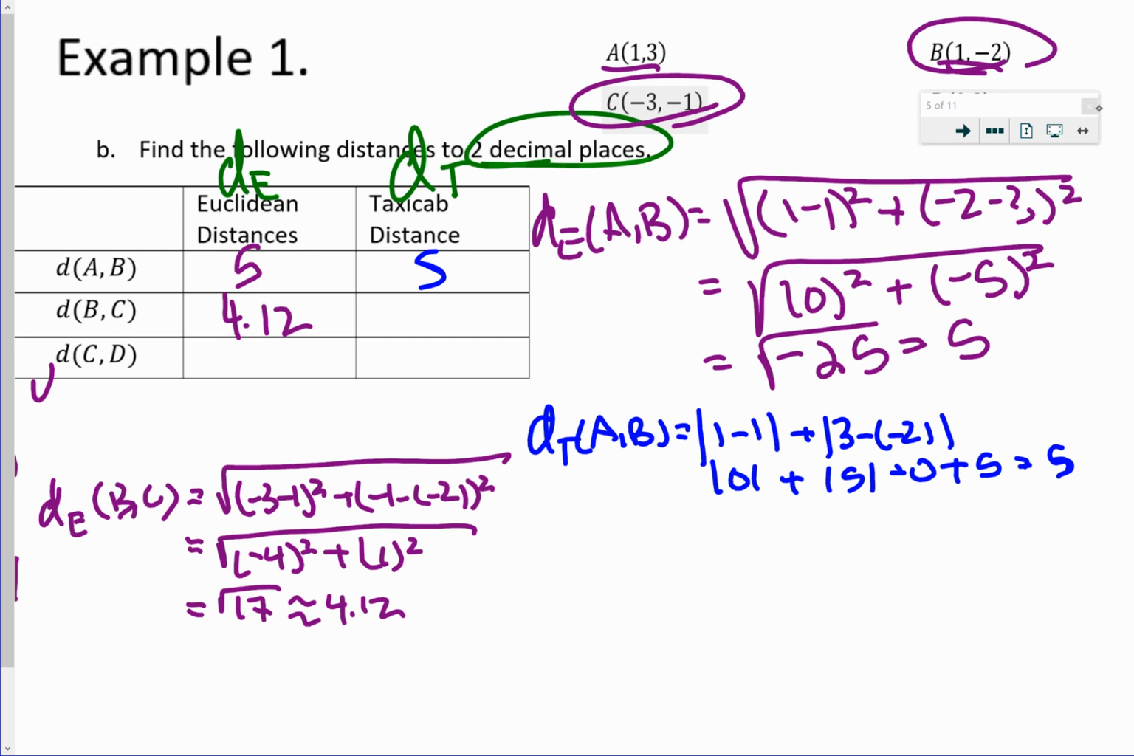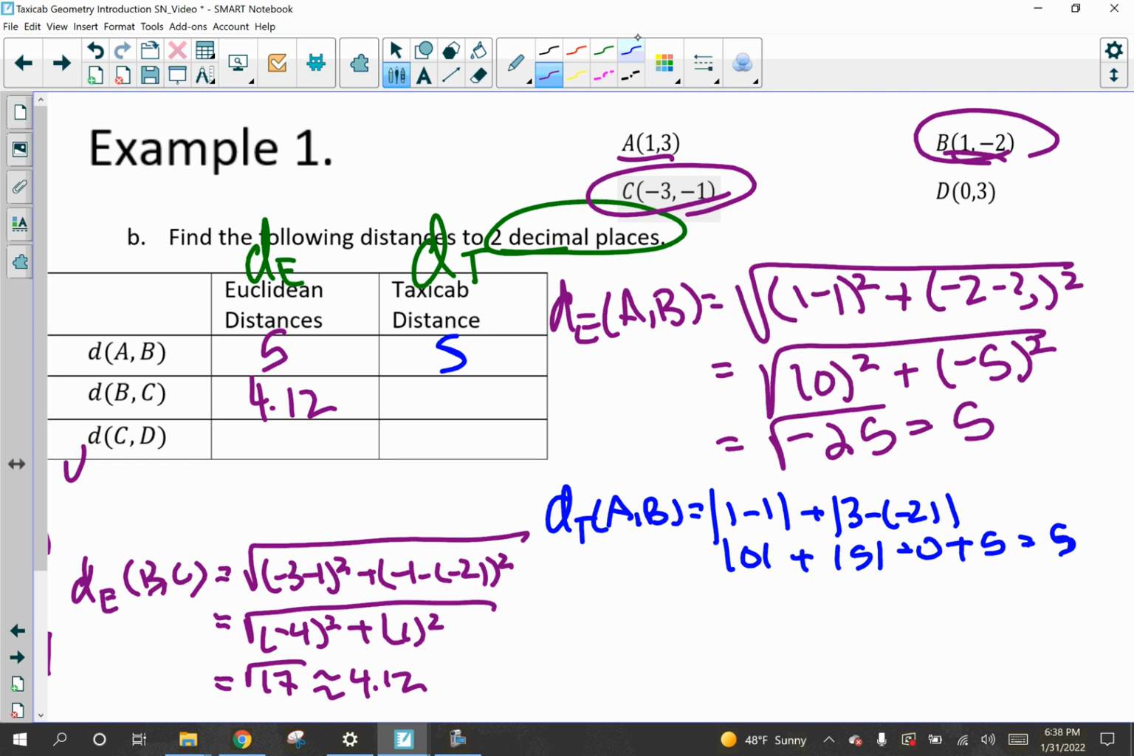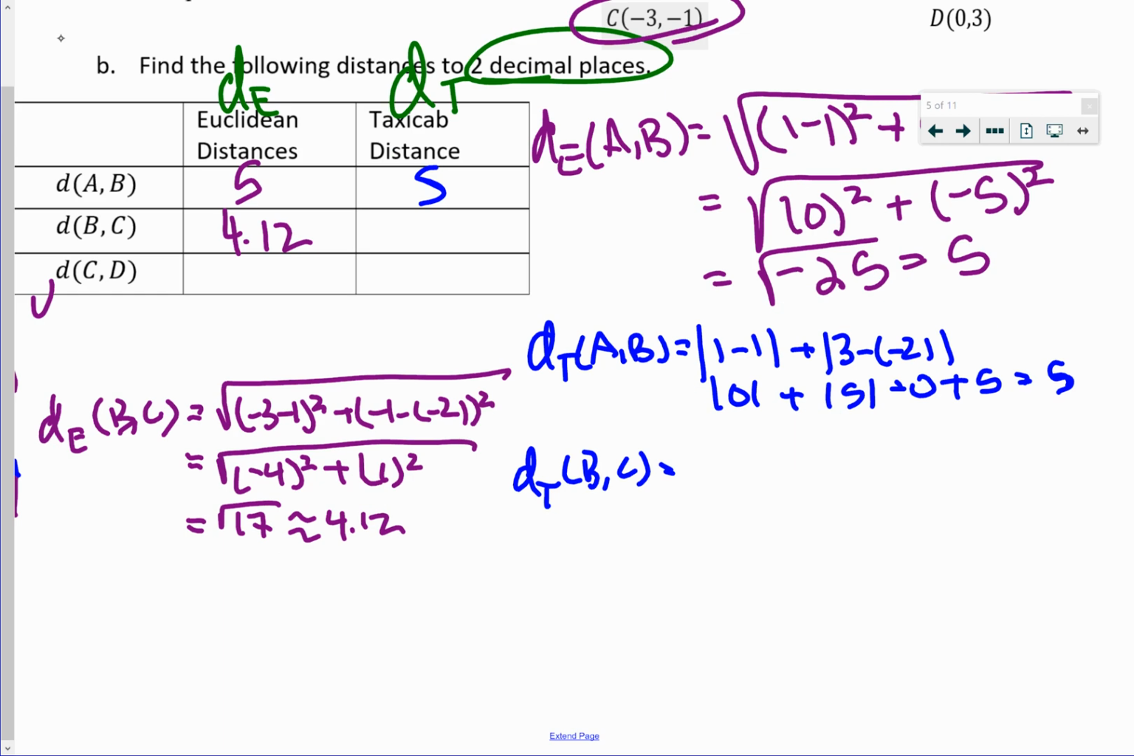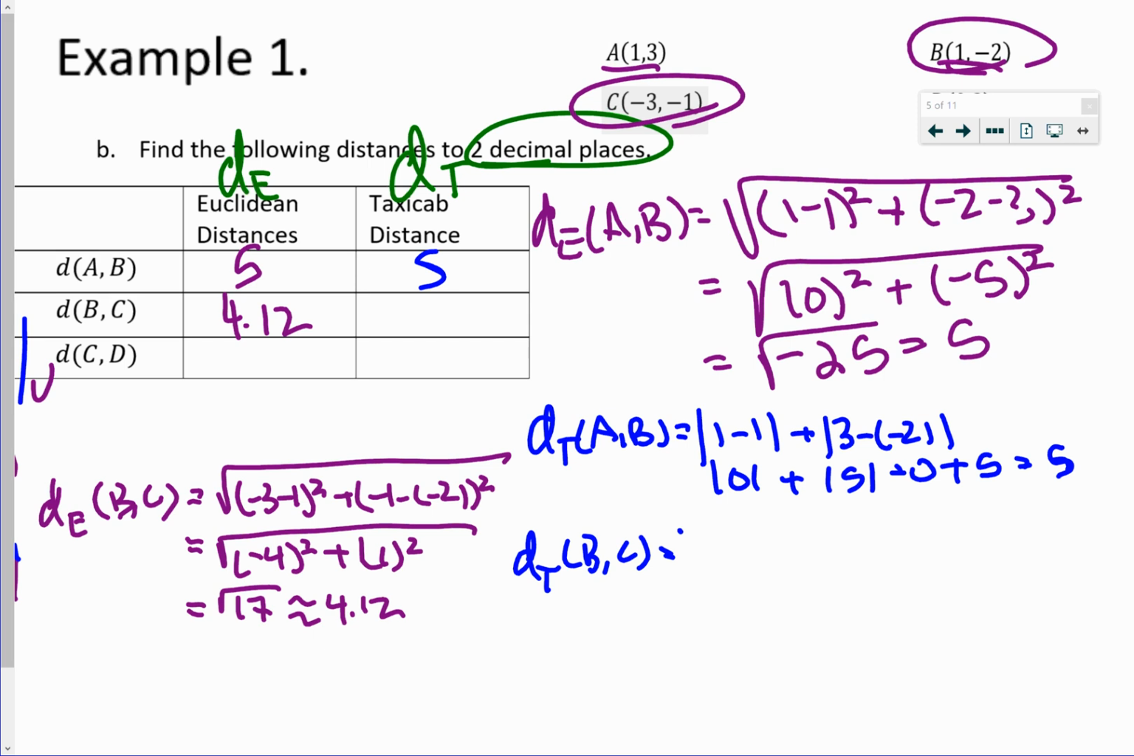Alright. Now, we're going to find the taxicab distance between them. And here we have the taxicab distance between B and C. We still need those x and y values there. Here we have the absolute value, again, in B and C.